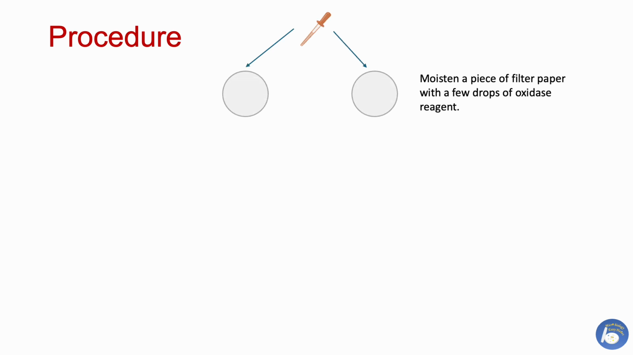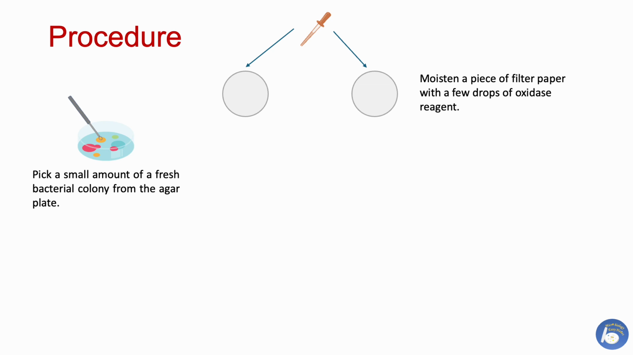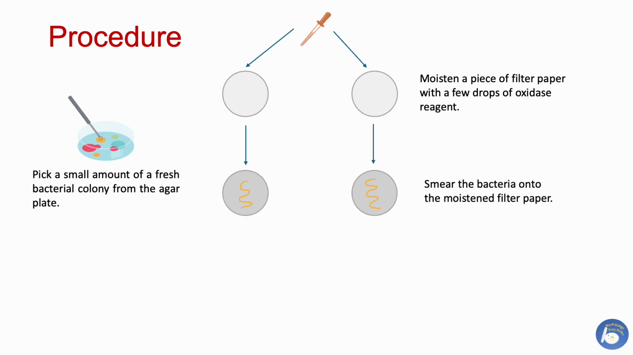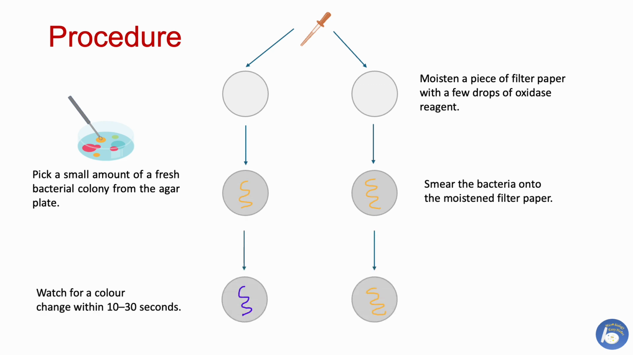Procedure for oxidase test. Moisten a piece of filter paper with a few drops of oxidase reagent using a sterile loop or wooden stick. Pick a small amount of fresh bacterial colony from the agar plate. Smear the bacteria onto the moistened filter paper. Watch for a color change within 10 to 30 seconds.